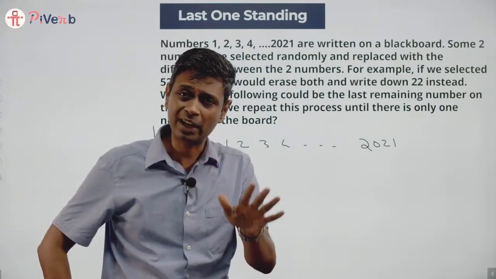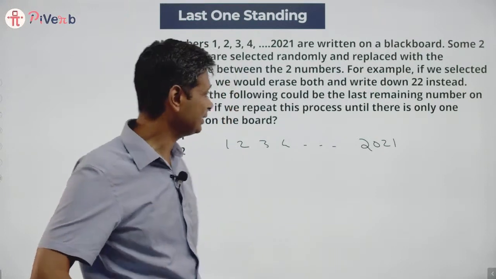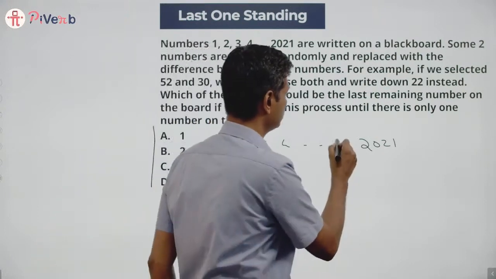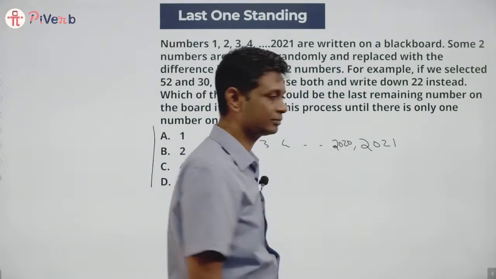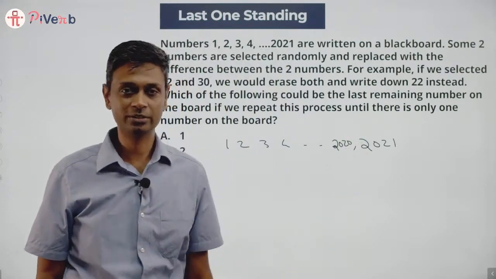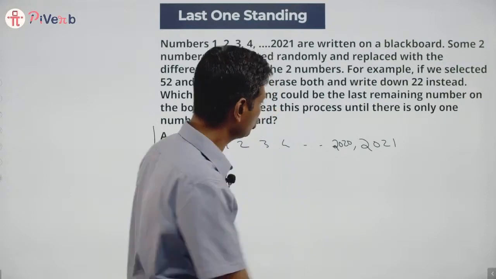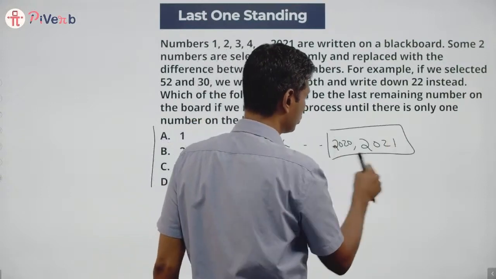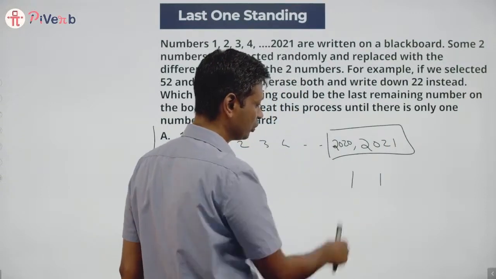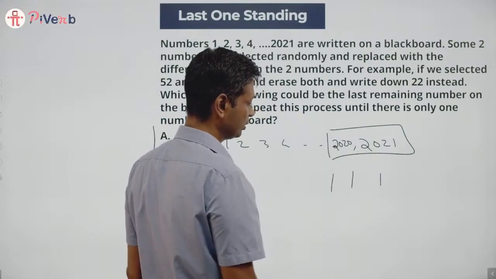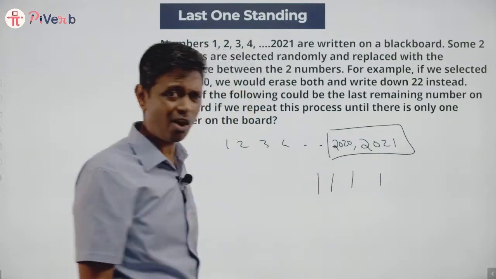I want to eliminate all the large numbers. What will I do? I'll take 2021 and 2020, subtract this, write down the difference. 2019 and 18, subtract, write down the difference. 2021 minus 2020 is 1. 19 minus 18 is 1. 17 minus 16 is 1. 15 minus 14 is 1. All of these are 1.